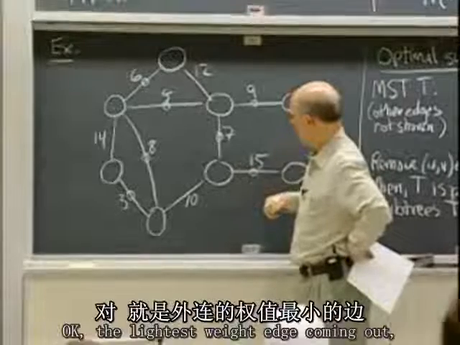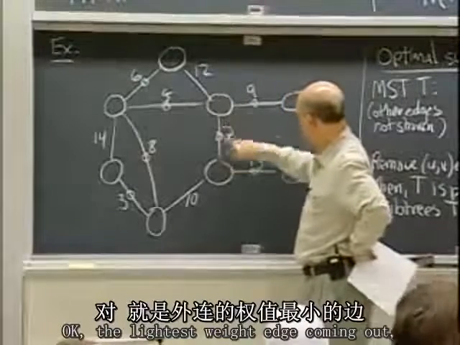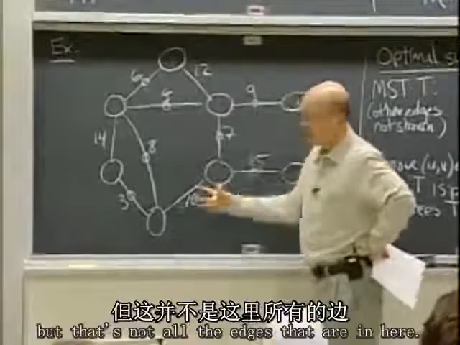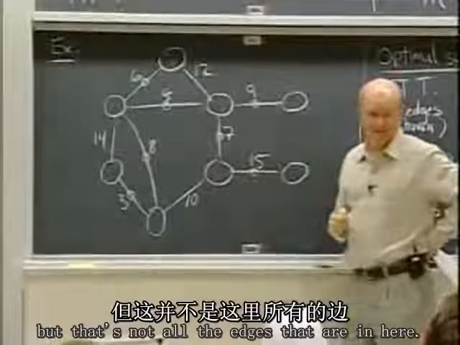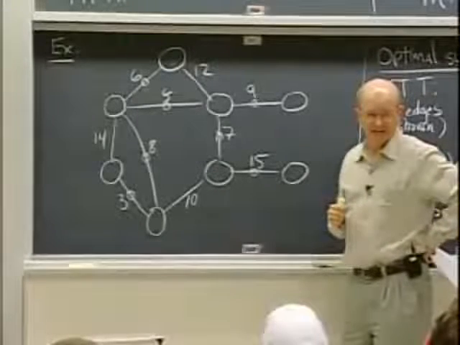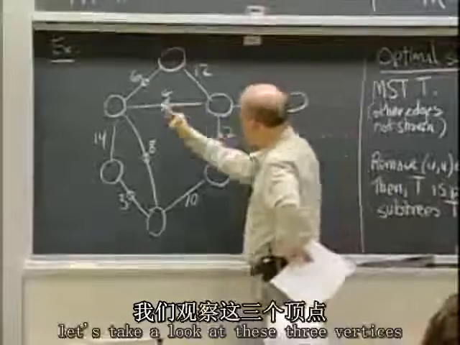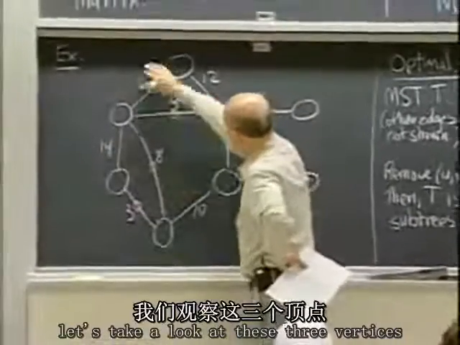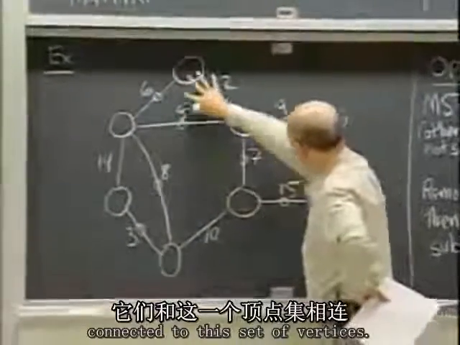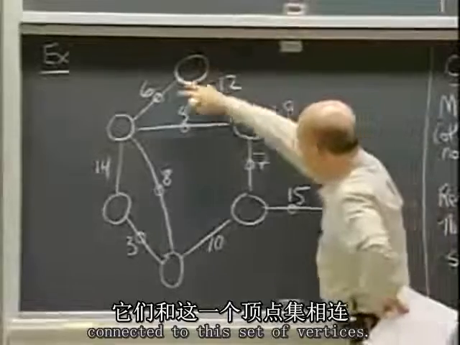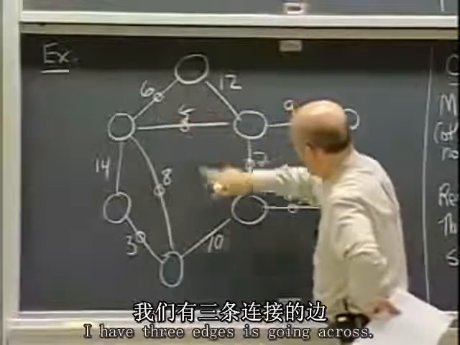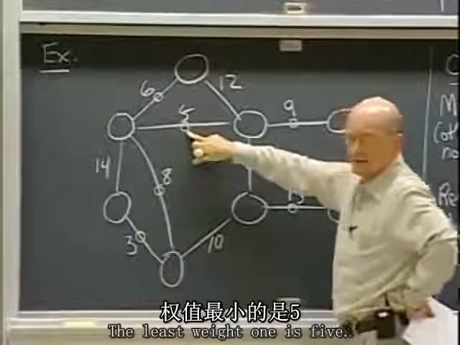Okay? The lightest weight edge coming out. But that's not all the edges that are in here. Okay? Or let's just imagine, let's take a look at these three vertices connected to this set of vertices. I have three edges going across. The least weight one is 5. That's in the minimum spanning tree.